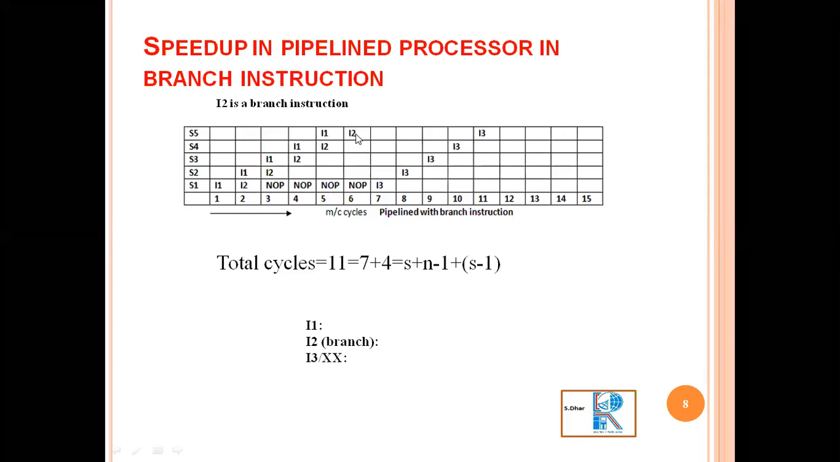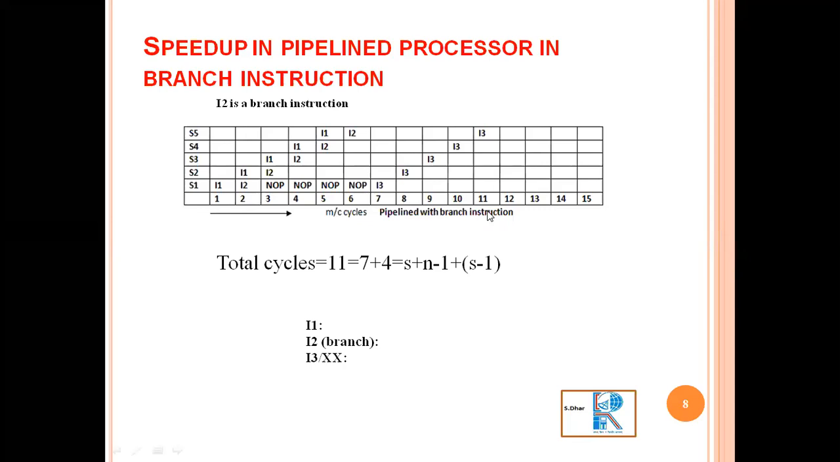If it is I4, after I2 the processor finds the next branch instruction is I4. So I4 will start from here, then here, then here. Now, if I2 is a branch instruction, find out the total number of cycles required. See here, it starts from here and goes here. That means the total number of cycles now is 11, but it should be 8. In the previous slide, we found out that it is 8, but here it is 11.